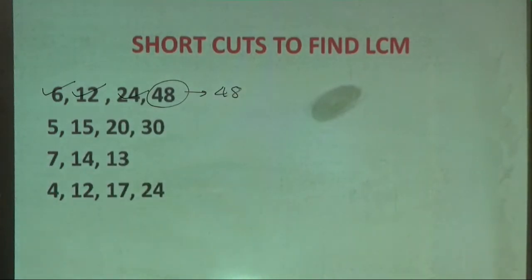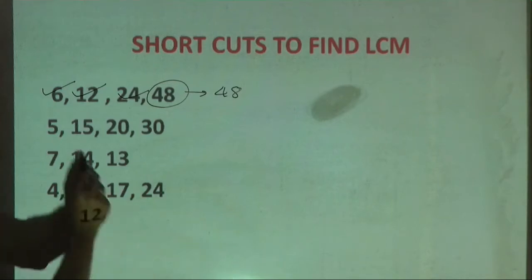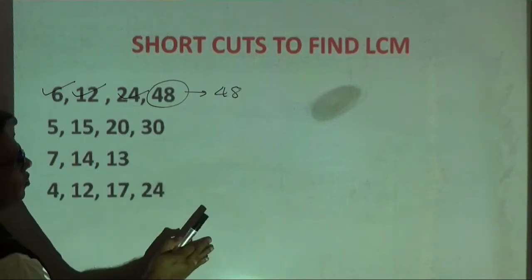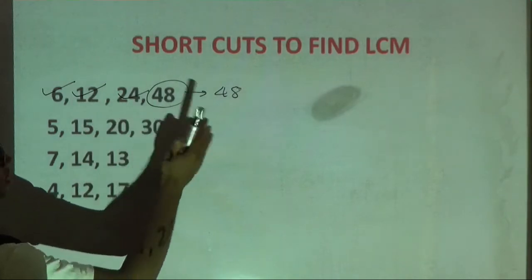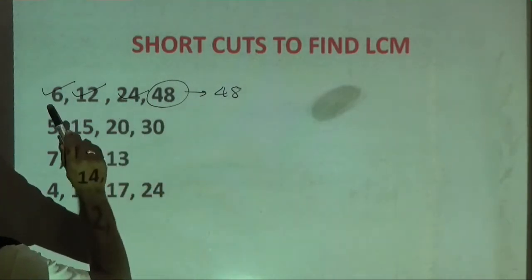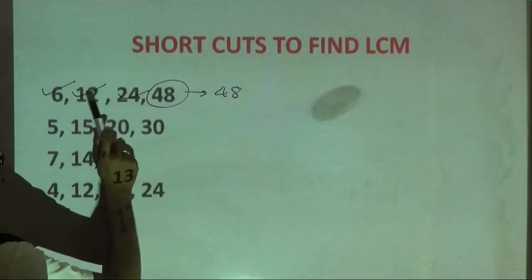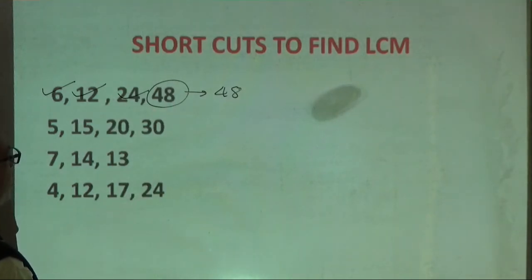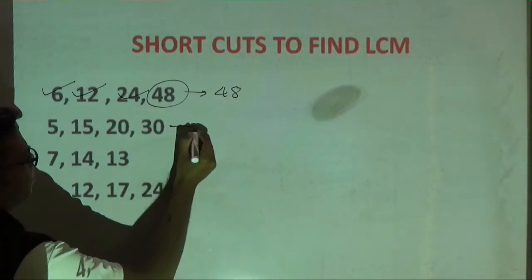The first step is to find the biggest number among the given numbers, and check whether the remaining numbers divide it completely. Yes, 6 divides 48, 12 divides 48 and 24 divides 48. Therefore the LCM is 48.